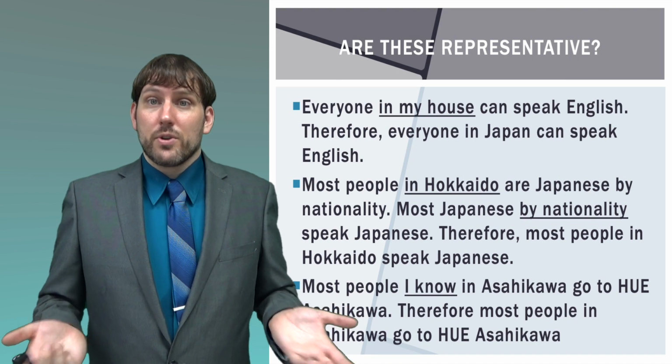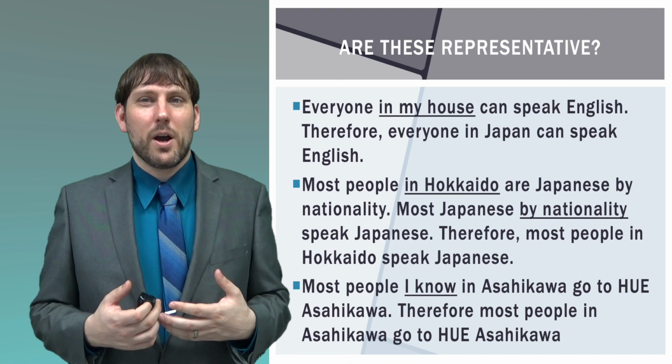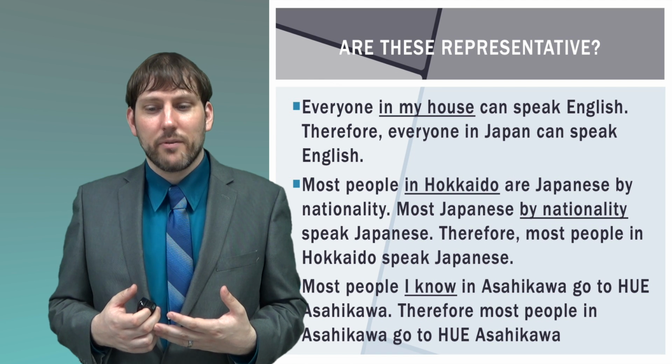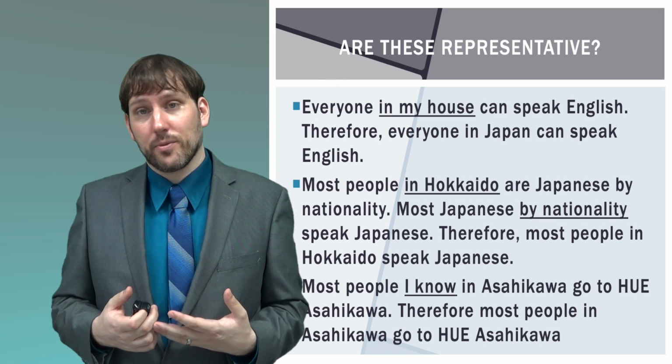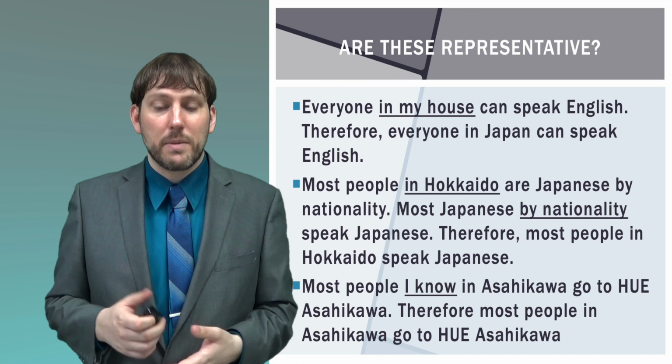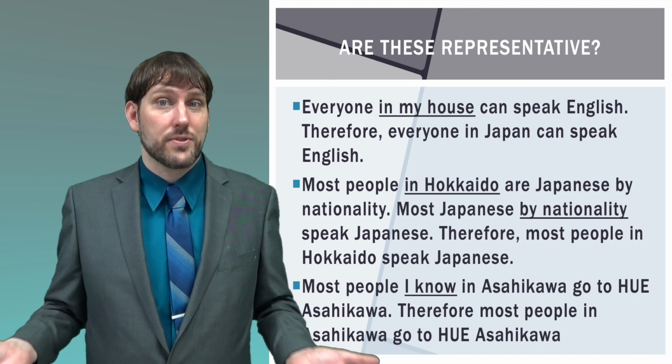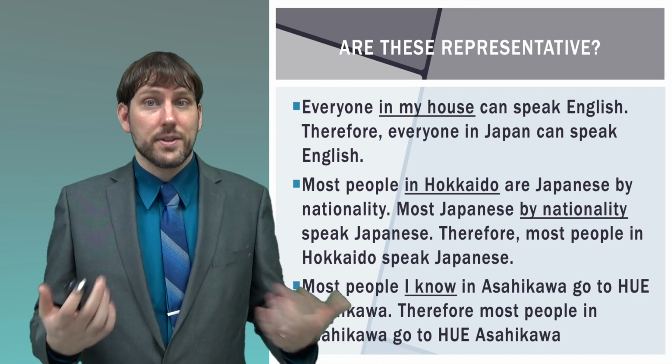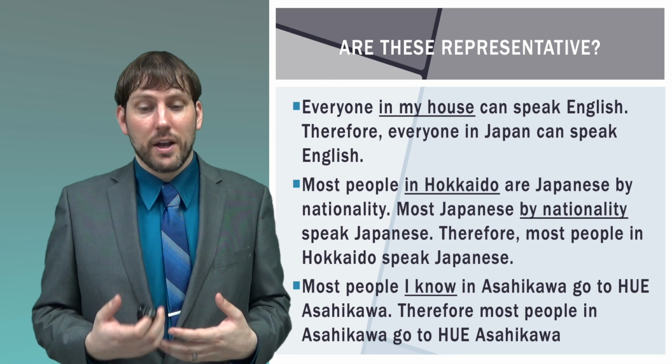So let's look at some further examples. I've highlighted why I think these may not be great, but we'll find out. Everyone in my house can speak English, therefore everyone in Japan can speak English. The immediate question is, does my house match a standard Japanese household? Is it sufficiently similar for this to be a good idea?